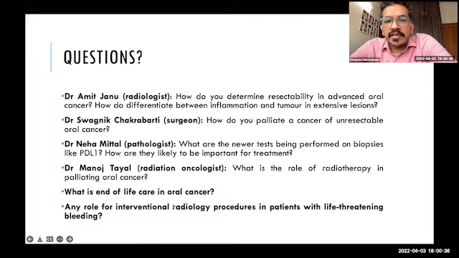Understood. So the next question is for Dr. Swagnik. How do you palliate an unresectable oral cancer? So this is a case where obviously we cannot operate, we can't get negative margins. So how do you want to palliate this patient?